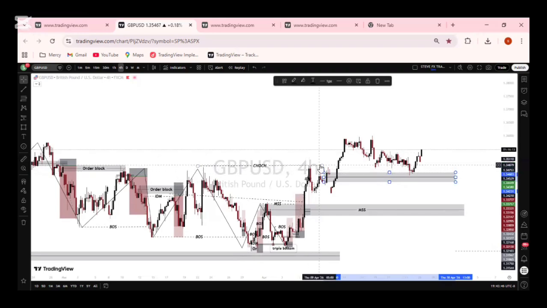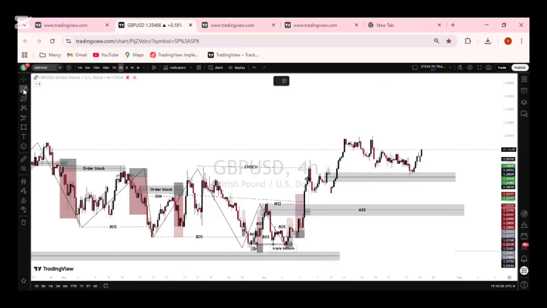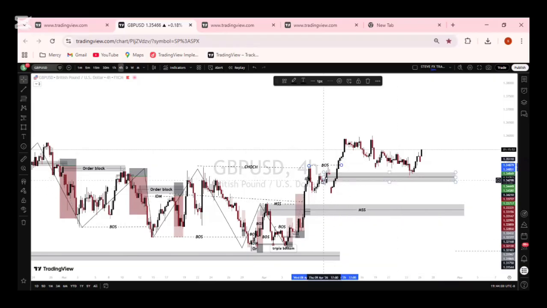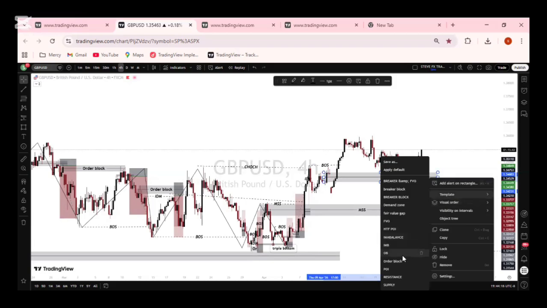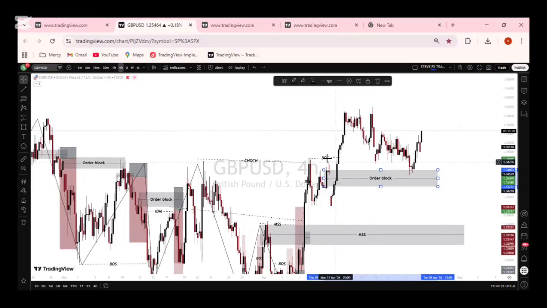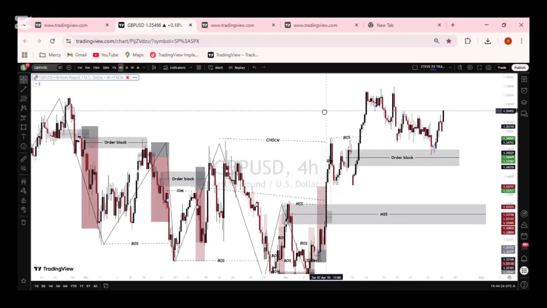So if we had to consider our external structures, we have first this one, market structure shift, and we are having another block over here. So a break of structure. Then we had this zone that market reacted from, it could be another block as well. All right, so always we pay attention to the structures as well.